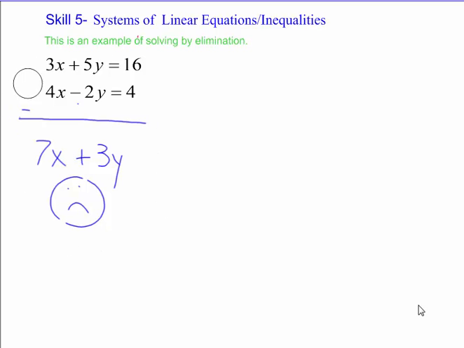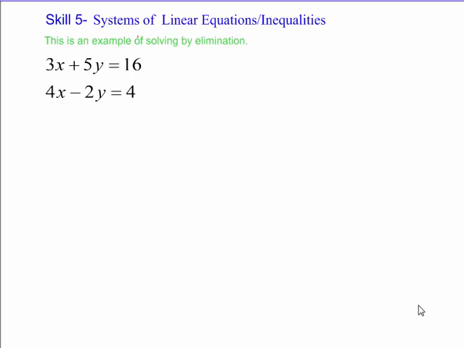But what we need to do is change some of these numbers. We need to eliminate them where one of them is positive and one of them is negative, same number. So we want to eliminate the x or the y. I would choose the y, and I'll tell you why. Because one sign is already positive and one is negative, and so all I need to do is change them to the same number.